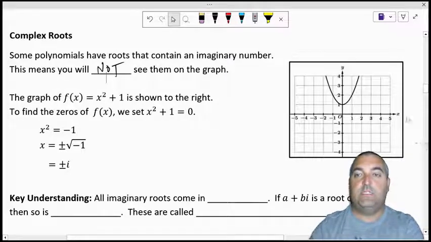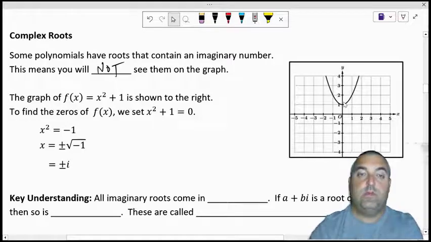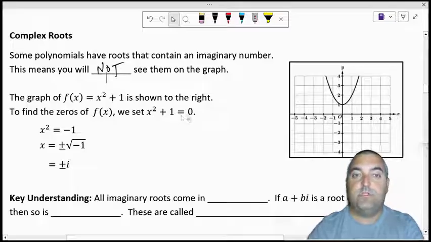So nice easy example here. We have this graph of x squared plus 1, so that quadratic has been shifted up compared to the normal one. If you want to find the zeros, whether they're complex or real, you just set it equal to 0 and you solve, right?